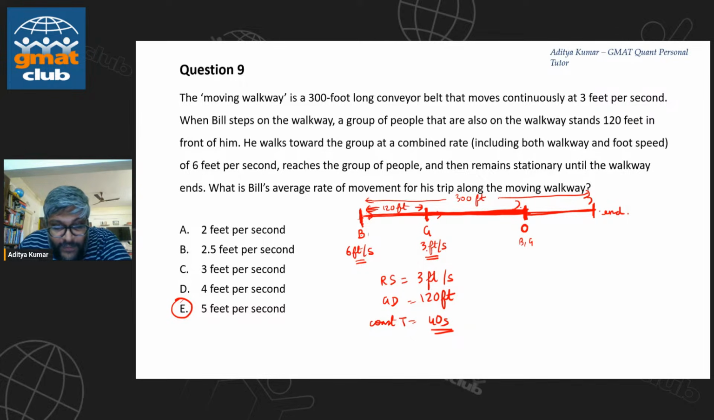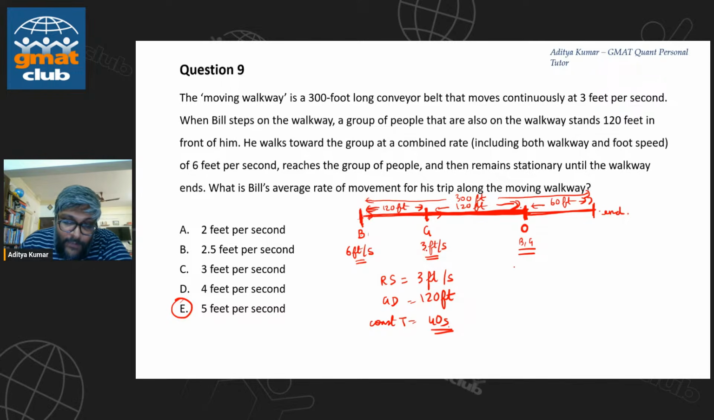So what is the distance that the group will travel? 3 times 40, which is 120 feet. And the distance that Bill will travel is 6 times 40, which is 240. You see, 120 plus 120. So now Bill is at this point. So the remaining is 60 feet of distance.